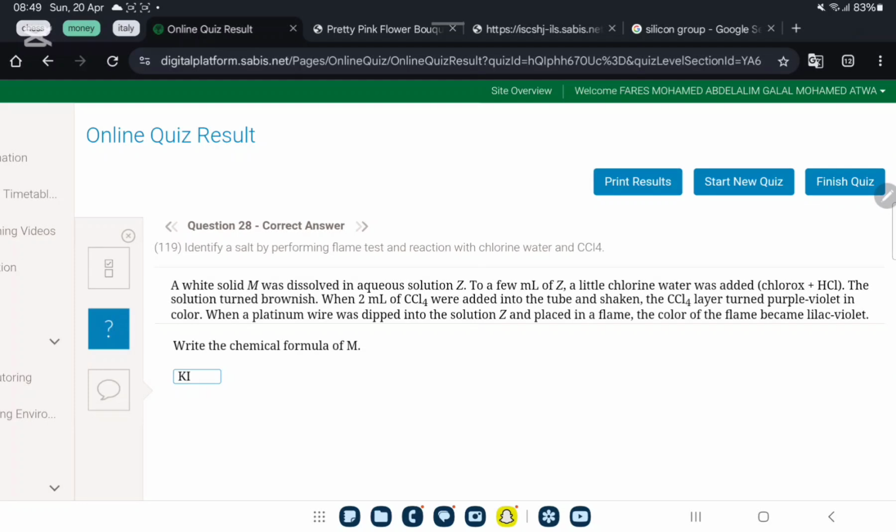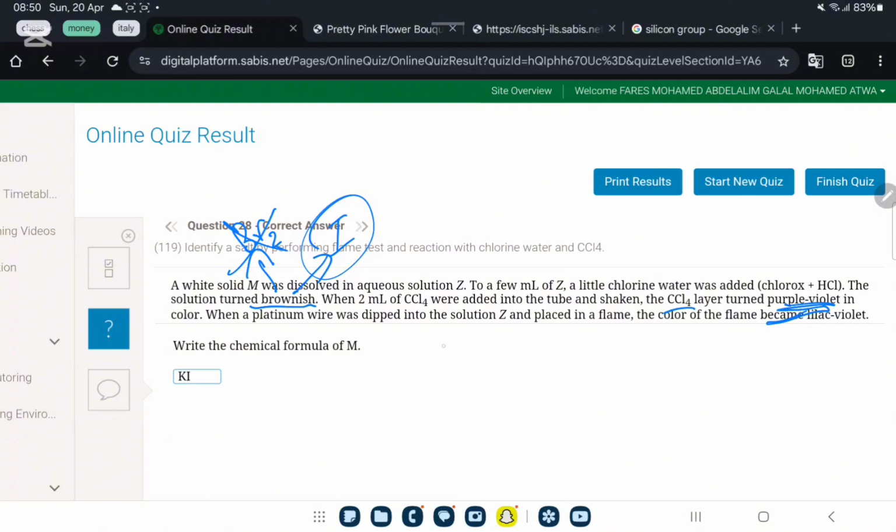A white solid M was dissolved in an aqueous solution Z. To a few milliliters of Z, a little chlorine water was added. The solution turned brownish. So we know now that after chlorine water was added, it turned brownish. So we have two possibilities, either bromine or iodine. And then when 2 milliliters of carbon tetrachloride were added in the tube and shaken, the CCl4 layer turned purple violet. Purple violet, we remove bromide, it's iodine. Iodine turns purple violet when CCl4 is added.